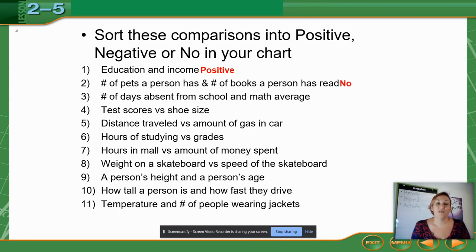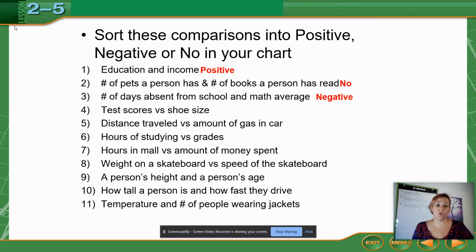Okay, the next one, the number of days absent from school and your math average. That basically means your math grade. So we want to think about that. The more I'm absent from school, the lower my grade will go because I'm not learning, I'm not turning in my homework, maybe I miss a test. So the more I'm absent from school, the lower my grade goes. And so those are going in opposite directions. That makes that have a negative correlation.